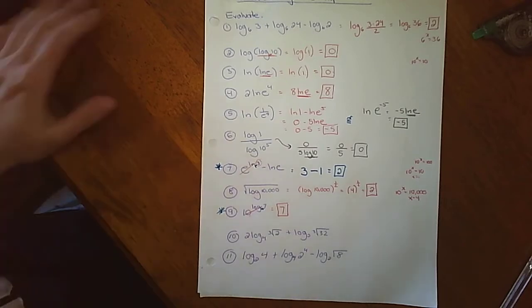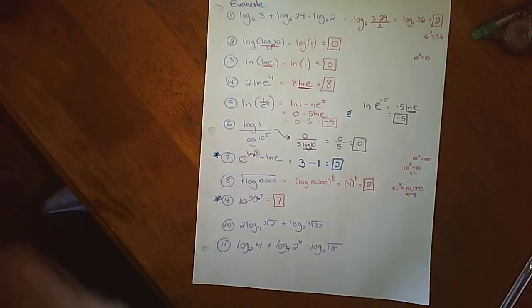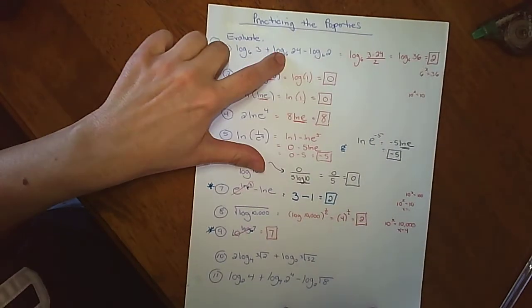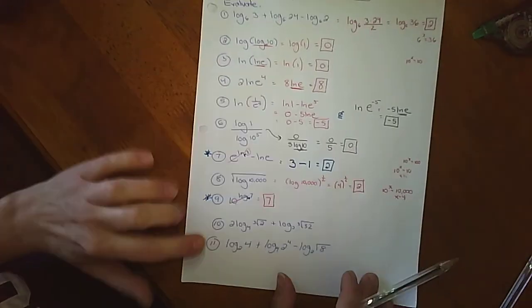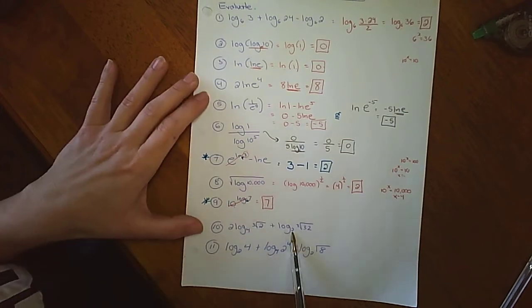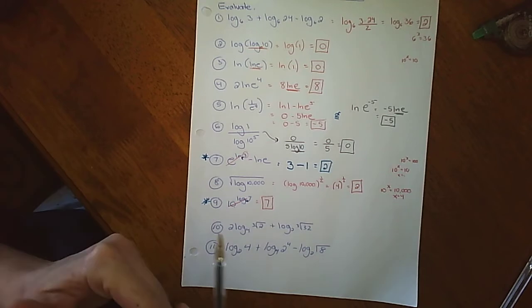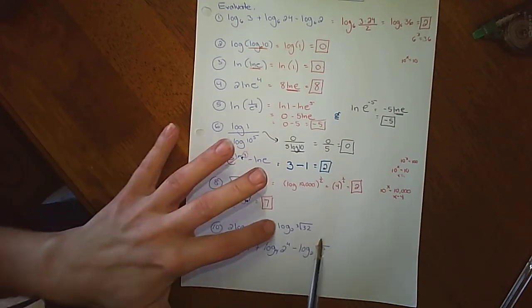All right, how you guys doing? Let's look at number 10. There's a lot going on here. Now, notice, unlike number 1, see how all these bases were the same? So you could combine everything. Number 10, this is log base 4. This is log base 2. Different bases. We cannot combine these using multiplication. These are actually 2 separate math problems.